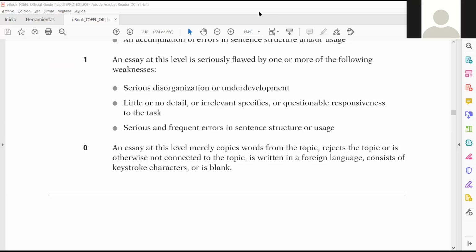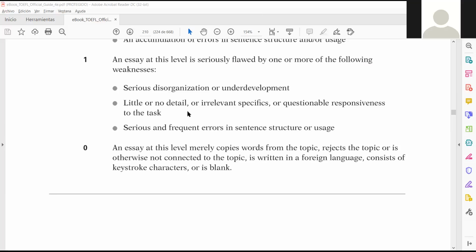Number one, an essay at this level is seriously flawed by one or more of the following weaknesses: serious disorganization or underdevelopment, little or no detail or relevant specifics or questionable responsiveness to the task, serious and frequent errors in sentence structure or usage. And the next one too, please. Number zero, an essay at this level merely copies words from the topic, rejects the topic, or is otherwise not connected to the topic. It's written in a foreign language, consists of keystroke characters, or is blank.